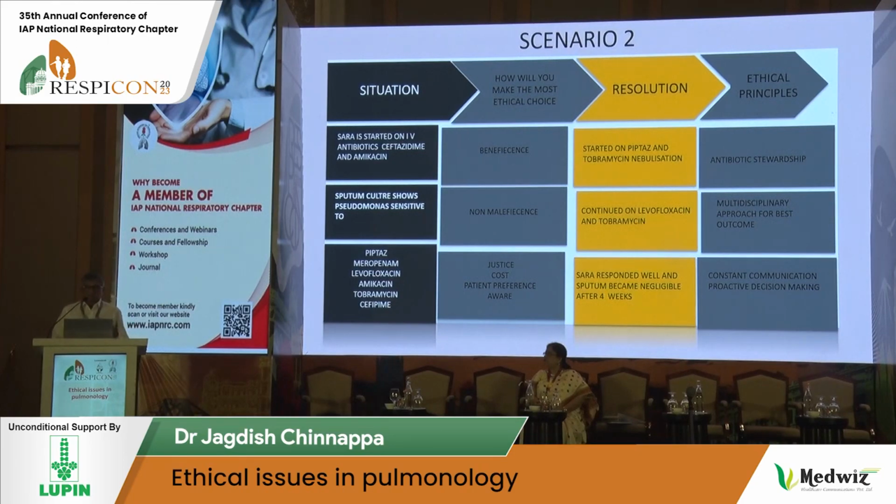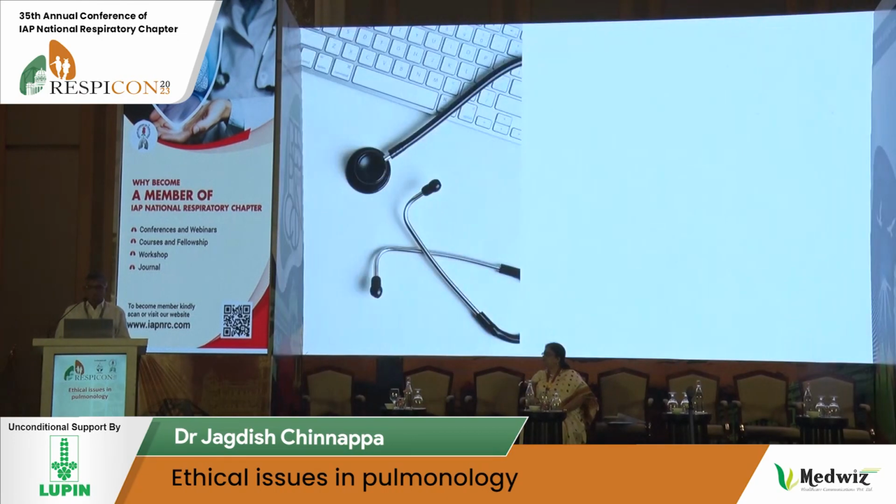is as important. So justice principles are important here. A multidisciplinary approach is required, and constant communication and proactive decision making is important. So even a simple act of prescribing an antibiotic has got its ethical principles, where you need to look at beneficence versus non-maleficence, harm versus benefit. So these are things that need to be looked upon.